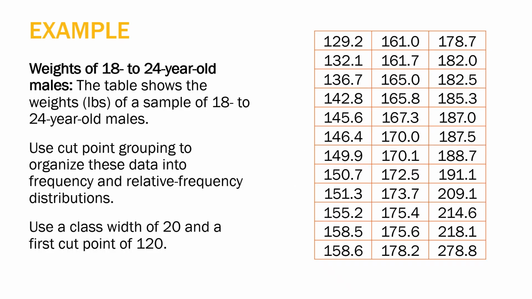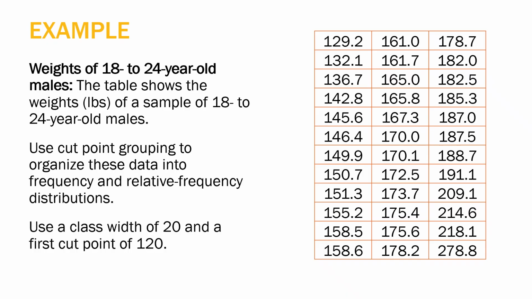This example here is showing the weight of 18 to 24-year-old males in pounds, and it is asking you to use cut point grouping to organize these data into frequency and relative frequency distributions. It says to use a class width of 20, so we know that the size of each bin should be 20, but it's also telling us what our first cut point will be, and that will be 120. Sometimes it will give you this information, other times it won't, and you're just going to have to use logic to make that decision. That's more in a workplace scenario.